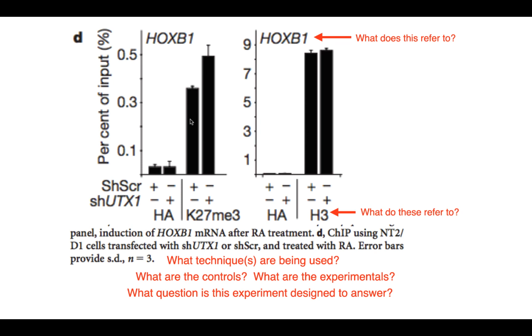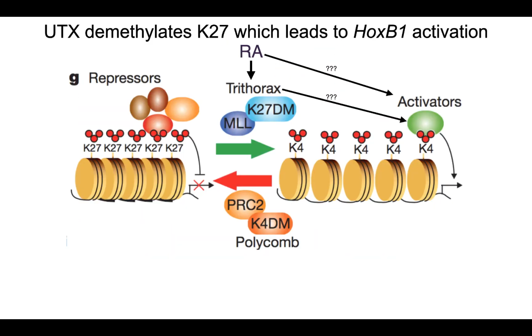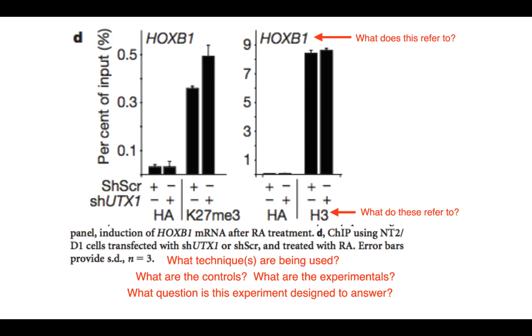So what these experiments are showing us is that what seems to be happening is this. Retinoic acid comes in, that attracts the trithorax complex, including UTX. Then UTX demethylates K27, which attracts the activators. We don't know what those activators are yet, which does something, which then turns on HOXB1. That's what these experiments are showing.